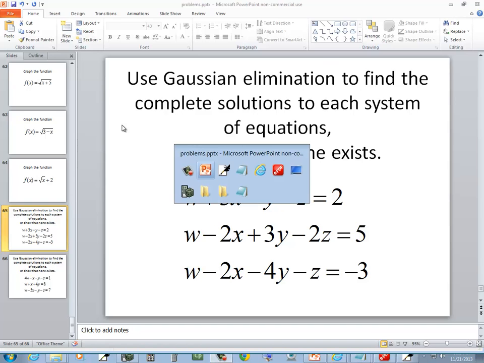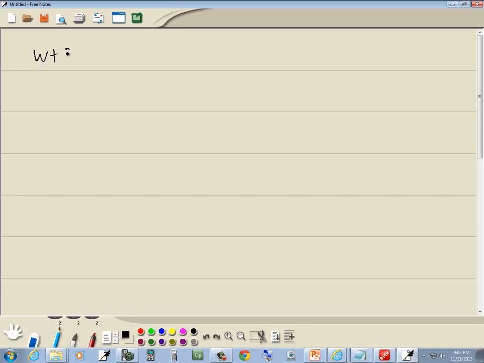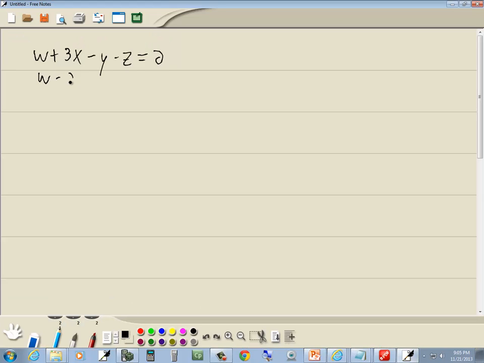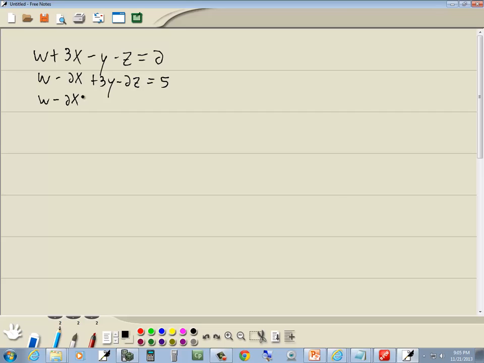Let's take a look at this problem. We've got w plus 3x minus y minus z is equal to 2, and w minus 2x plus 3y minus 2z is equal to 5, and w minus 2x minus 4y minus z is equal to -3.